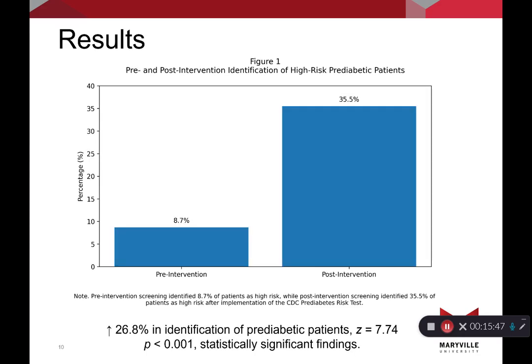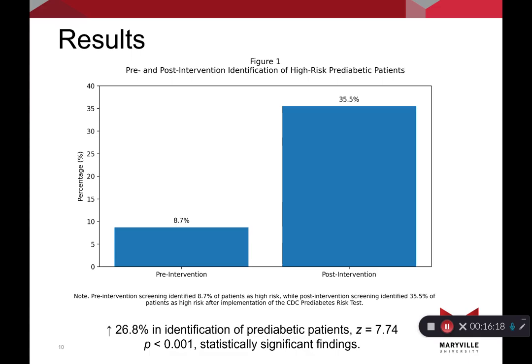Here is my results slide. This was a central finding of the project. Following implementation of standardized screening, identification of patients at risk for prediabetes increased by 26.8 percentage points. The statistical analysis produced a z-score of 7.74 with a p-value of less than 0.001.